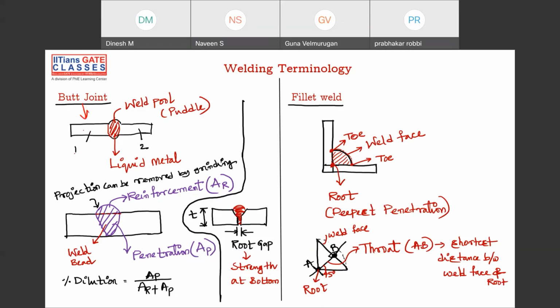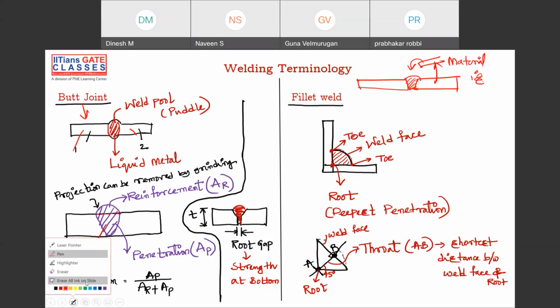Obviously, you have plate 1 and plate 2, like this, and you are trying to fill the gap like this. When you fill it, you're using a filler material. If you're using a filler material, and please remember these two are of the same material, what kind of welding is it called? Yes, homogeneous welding.